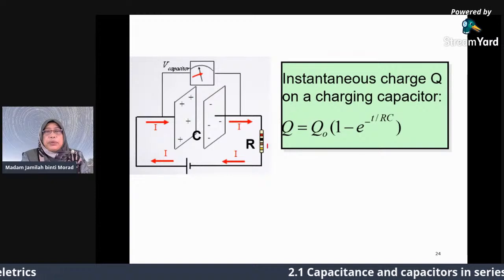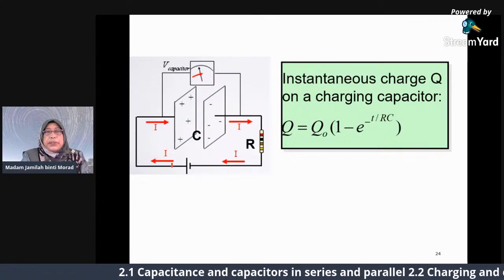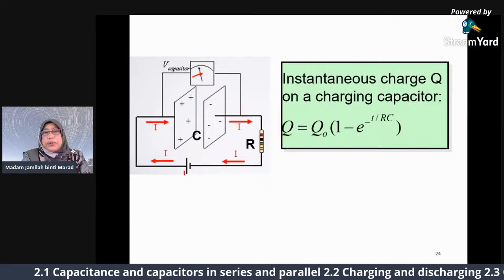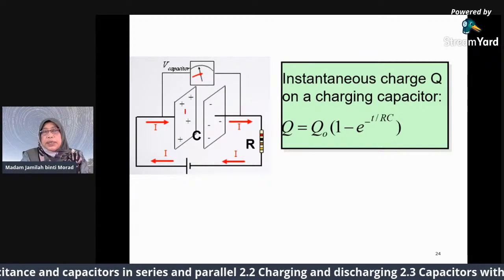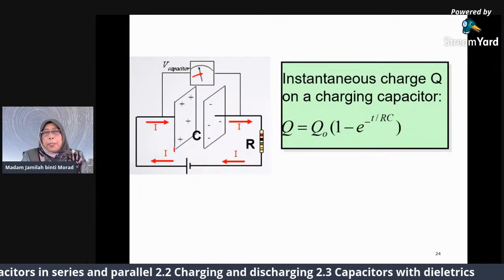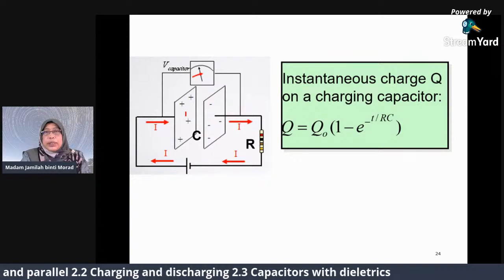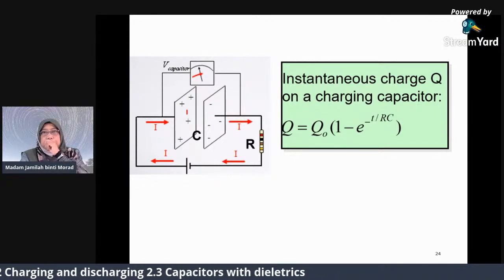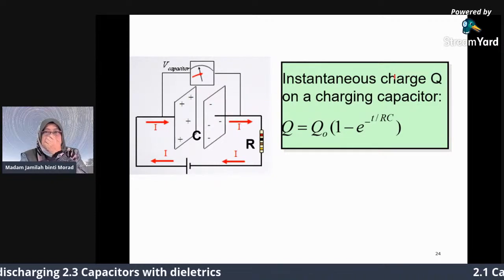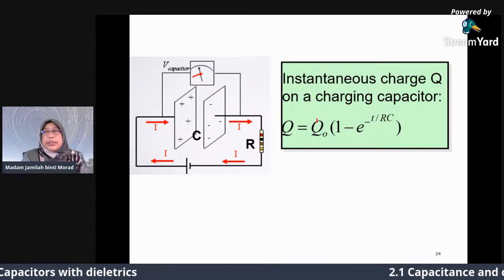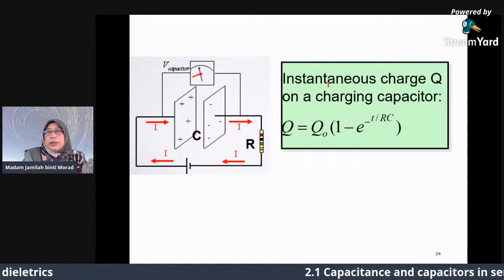So what happens when the switch is on? The capacitor starts charging. Current starts flowing from the battery. The capacitor starts to accumulate charge on each plate. Okay, the equation for charging of the capacitor, instantaneous charge Q.